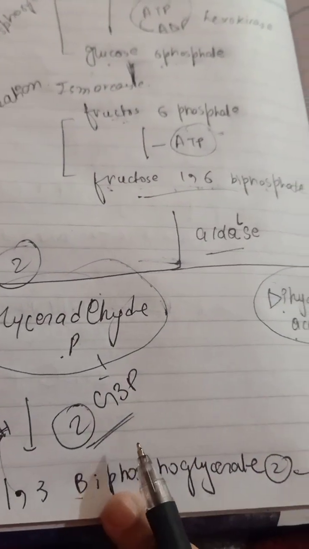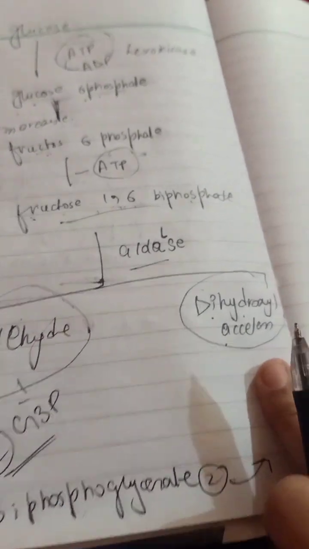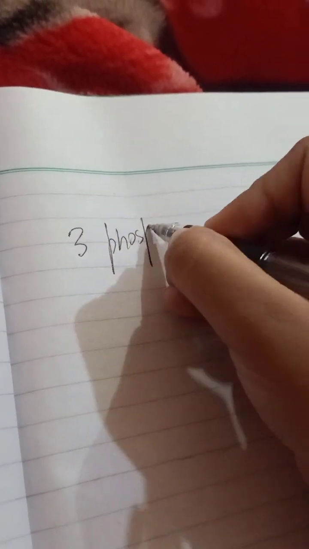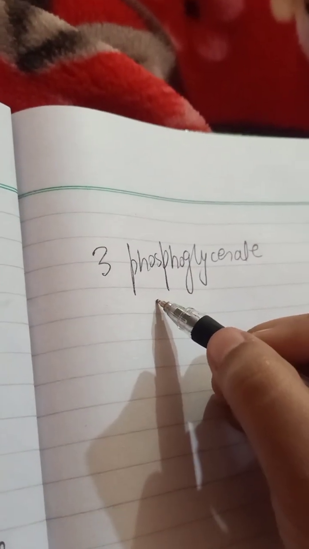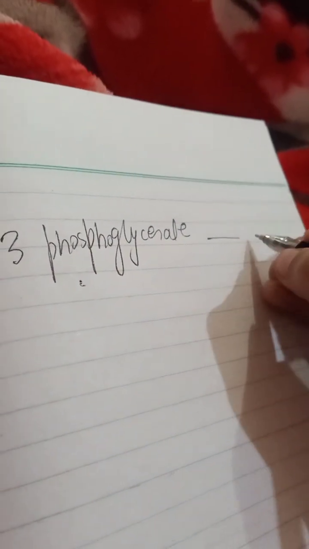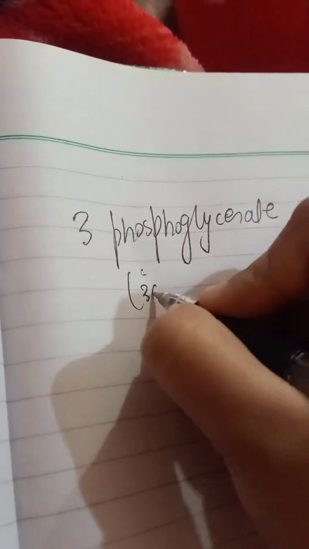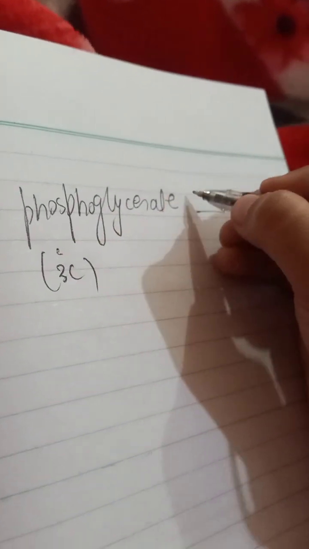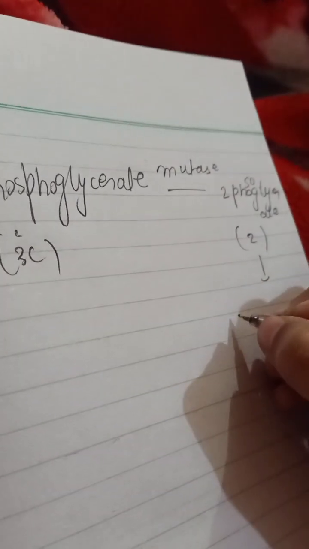How? Let's see. So this molecule will change into 3-phosphoglycerate. Okay, after that this molecule, which is 3-phosphoglycerate, will change into 2-phosphoglycerate, which means this is a 3 carbon molecule and this is a 2 carbon molecule. Okay, and this is with the help of mutase enzyme.